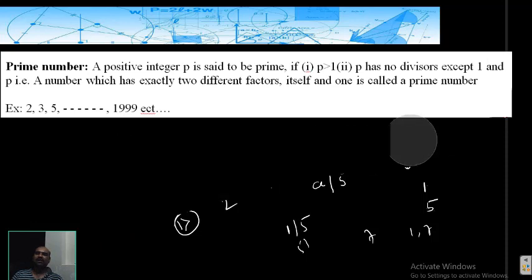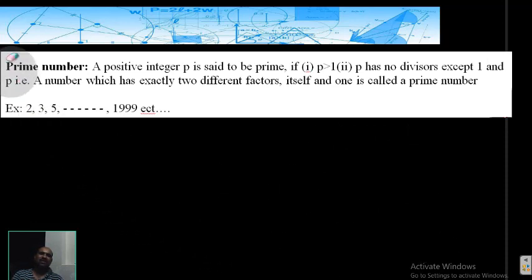A natural number greater than 1, which has only two factors, 1 and itself, such numbers are called prime numbers. So here the definition is given. A positive integer p is said to be a prime number. Two conditions are given. The first condition is that it should be greater than 1, and p has no divisors except 1 and p. So a number which has exactly two different factors, 1 and itself, such numbers are called prime numbers. Some are listed: 2, 3, 5, and so on are prime numbers.